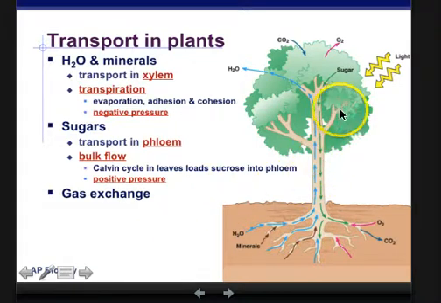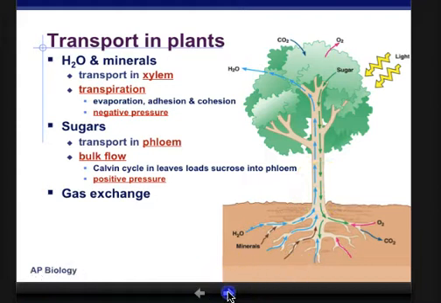So we're moving sugars around. That's that process called translocation. And when we do translocation, it creates positive pressure. So the movement of the sugar is mostly down.